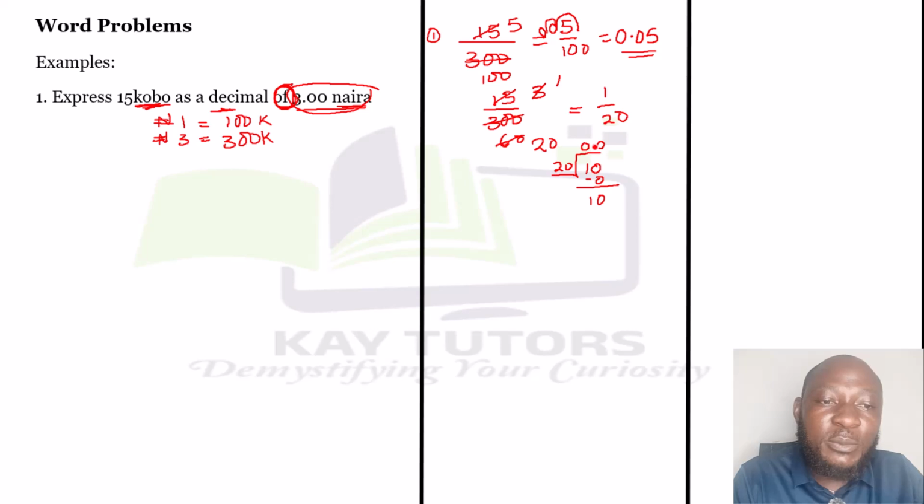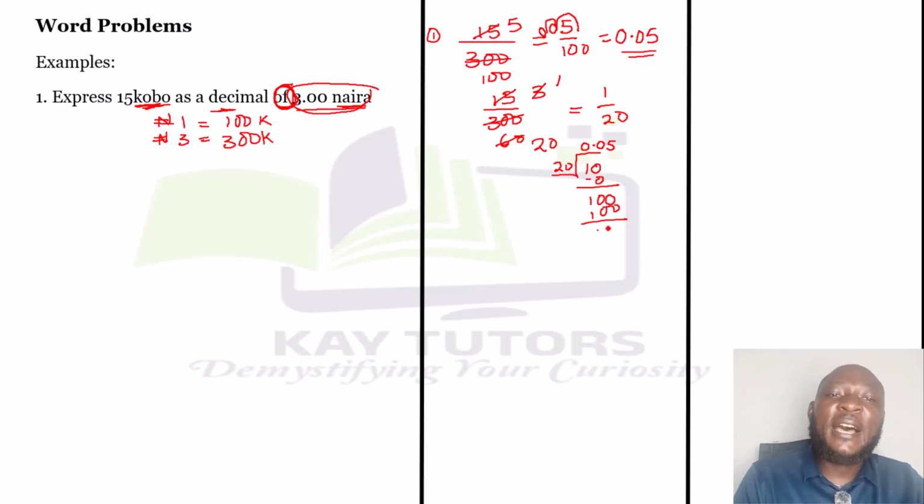Since I have my decimal point here, I'm going to write my 0 here. 20 into 100 is 5. 5 times 20 is 100. So that's our final answer.